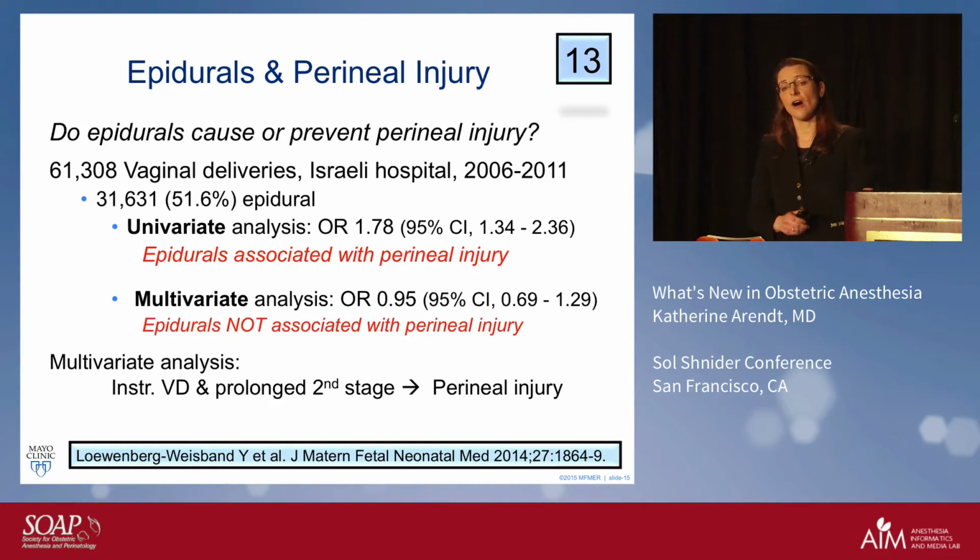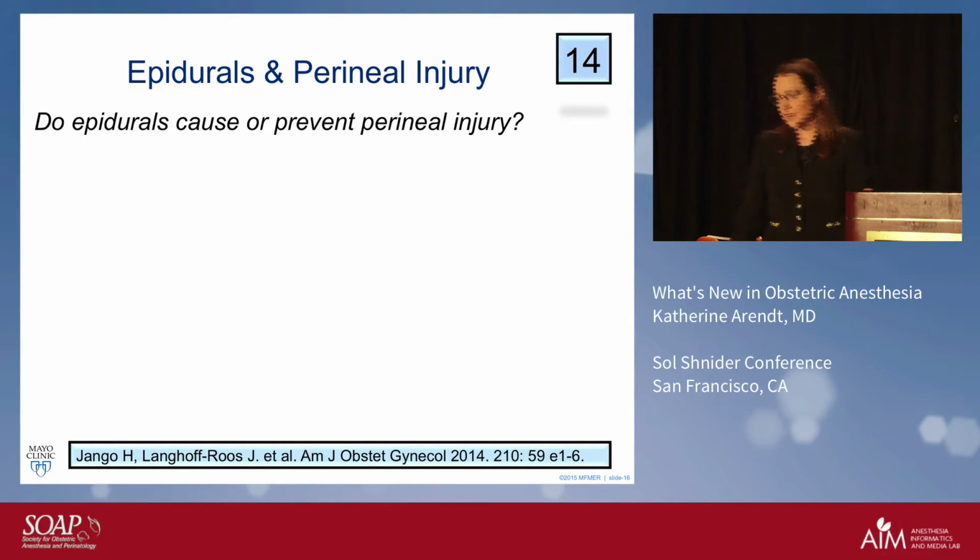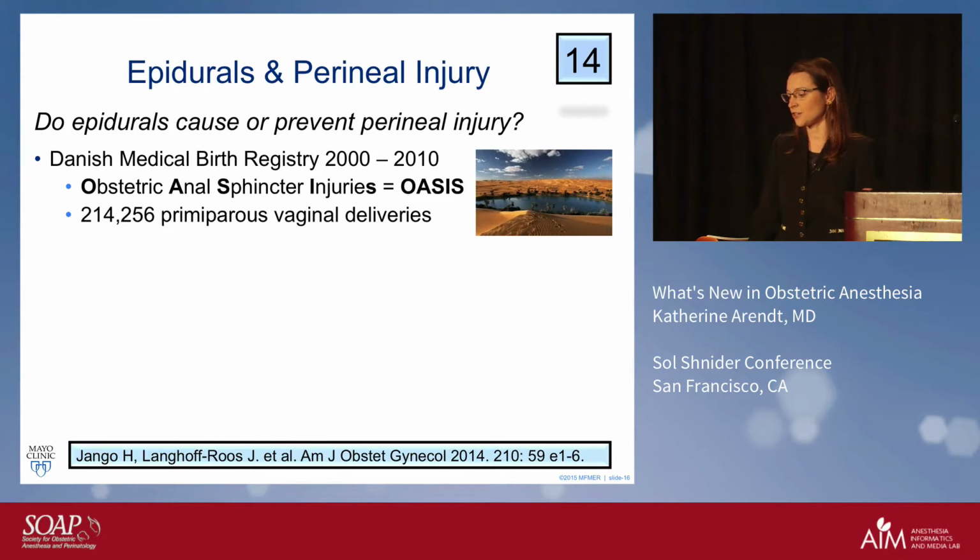This led the authors to conclude that perhaps the same things that lead a woman to request a labor epidural are the same things that result in perineal injury. Well, we could have told them that, right? But this is even more compelling as to the epidural's effects, because this study implies a protective mechanism of epidurals in the second stage. And this is the Danish Medical Birth Registry taking data between 2000 and 2010.